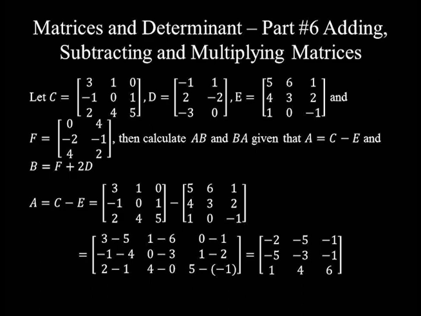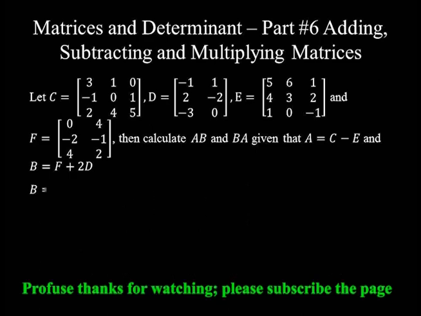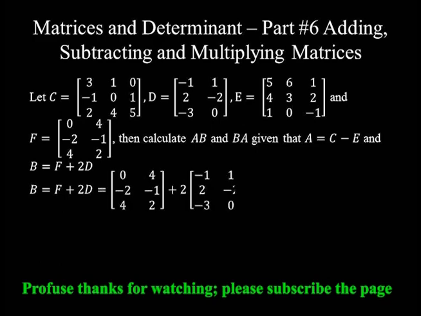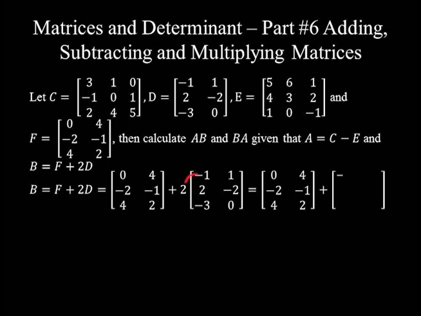When we move to matrix B, that's given by the formula F plus 2D. F is this 2 by 3 matrix which is given above, and 2D means 2 times matrix D, which is equal to matrix F plus this, where the 2 outside the square bracket multiplies each entry inside the square bracket. That's 2 times -1 is equal to -2, 2 times 1 equal to 2, 2 times 2 equal to 4, 2 times -2 equal to -4, 2 times -3 equal to -6, and 2 times 0 equal to 0.